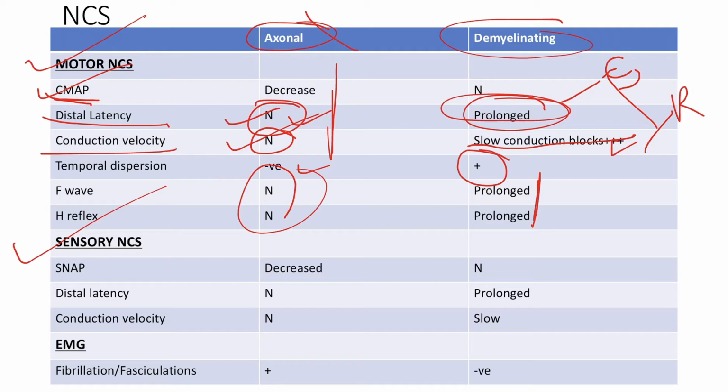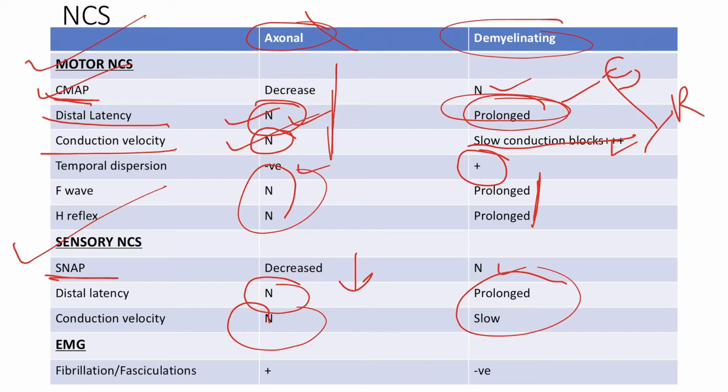The same thing applies to the sensory nerves, because they are no different from the motor nerves. The sensory nerve action potential will be decreased in axonal neuropathy, whereas it will be normal in demyelinating neuropathies. In motor studies, distal latency will be normal in axonal, whereas it will be prolonged with slow conduction velocity in demyelinating neuropathies. EMG will show fasciculation and fibrillation, lower motor neuron type, in axonal, whereas it will be negative in demyelinating neuropathies.